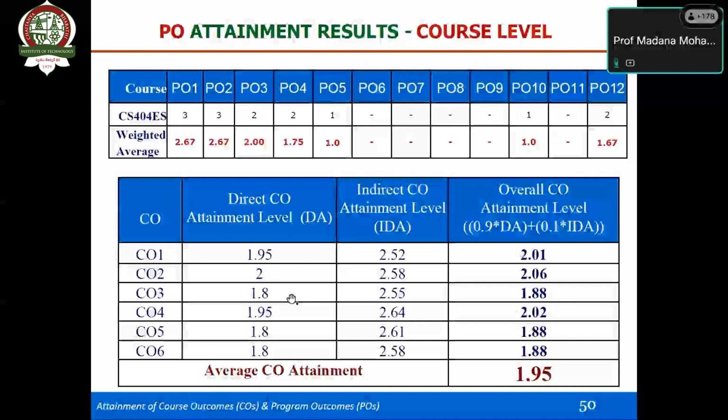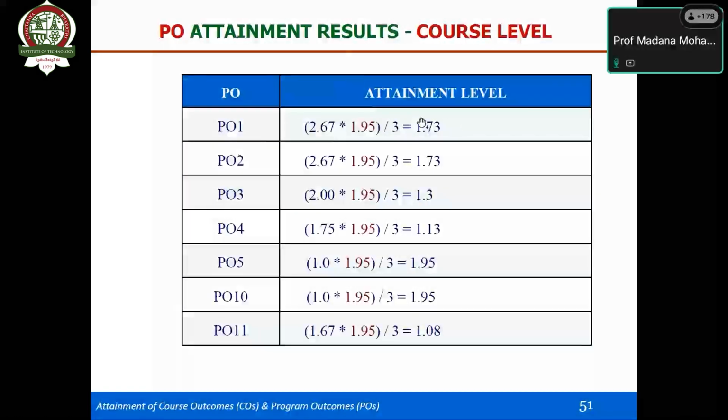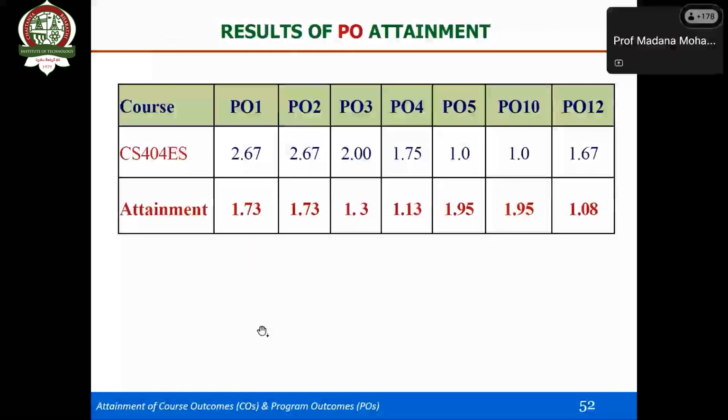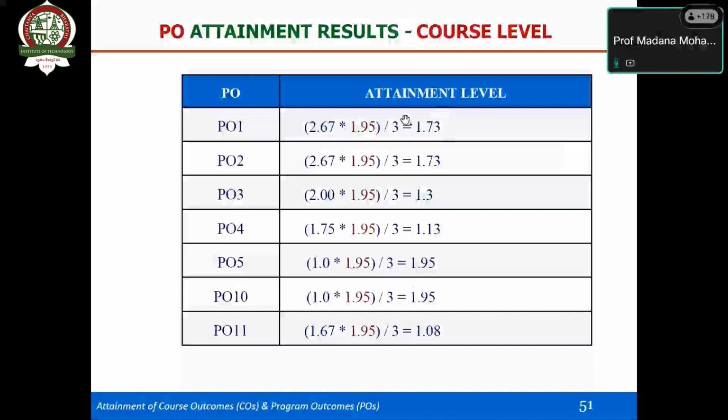Let us see PO1. PO1 is 2.67 into 1.95 whole divided by 3. Now let's see. 2.67 into 1.95 whole divided by 3. So you are getting 1.73. Similarly, PO2, PO3, 4, 5. Then 10, and next is not 11 actually, this is 12. Typo mistake. So after 10, that is 12, PO12. So these are all the direct PO attainment values of that particular course.